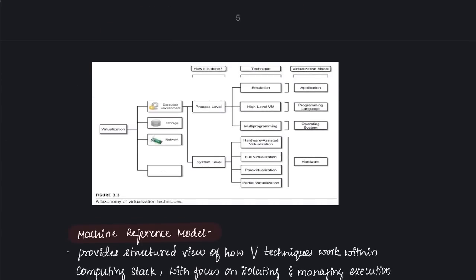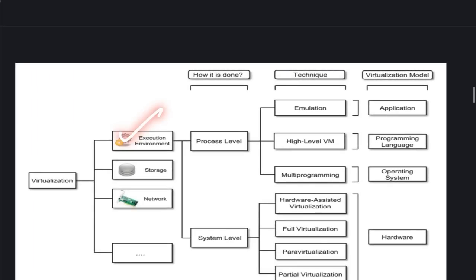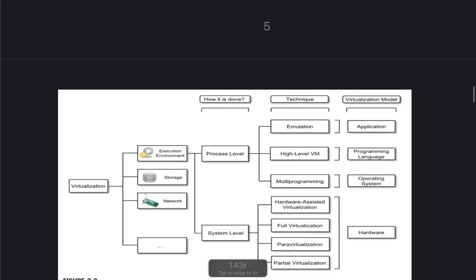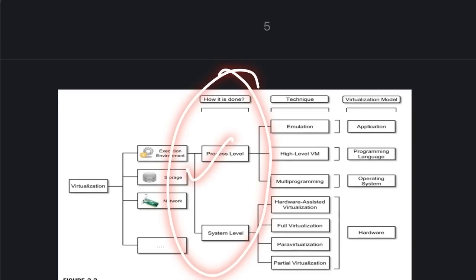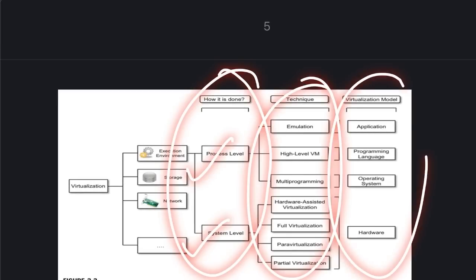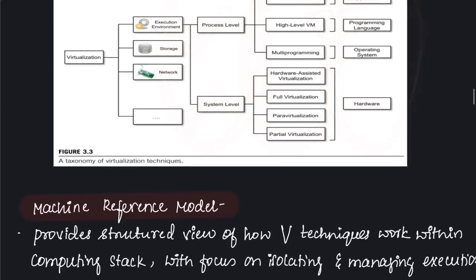Next, moving further, we have the figure which will explain the taxonomy of virtualization. This figure is very simple to understand, right? So here we have the execution environment. Execution environment could be further classified as process level and system level. In process level, we have emulation, high level virtual machine and multi-programming. Then under system level, we have hardware assisted, full virtualization, para virtualization and partial virtualization. So how is this done? Through process level or system level. These are the techniques and the virtualization models which are used.